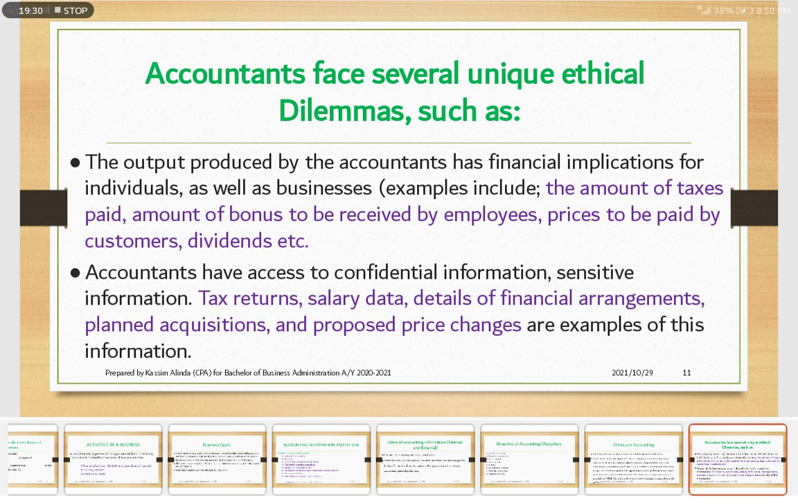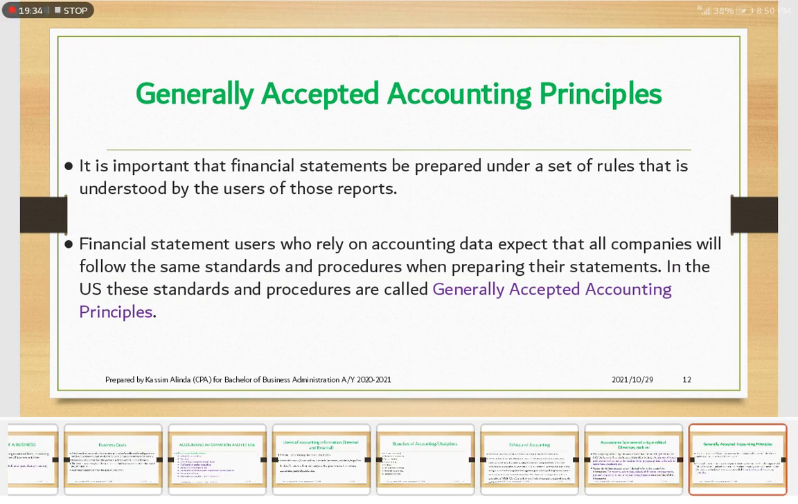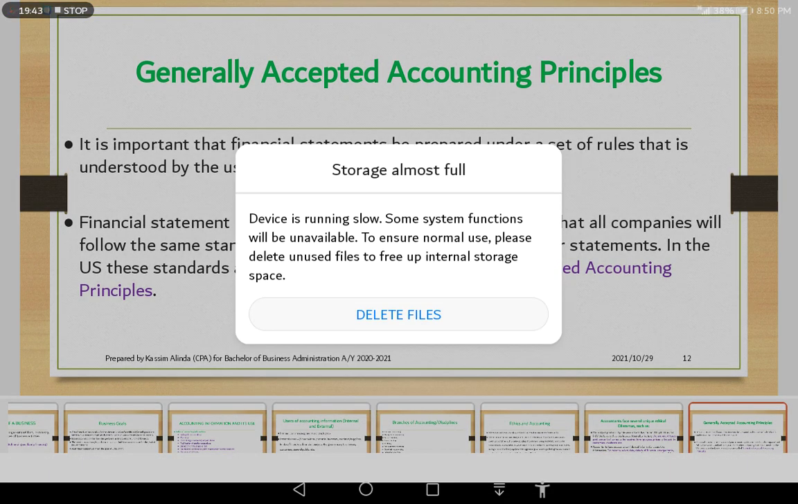Ladies and gentlemen, I suppose our time is almost up. When we meet, we shall begin on the generally accepted accounting principles. Daddy Campbell, what do you have to say before I leave this class? I think that will be all.